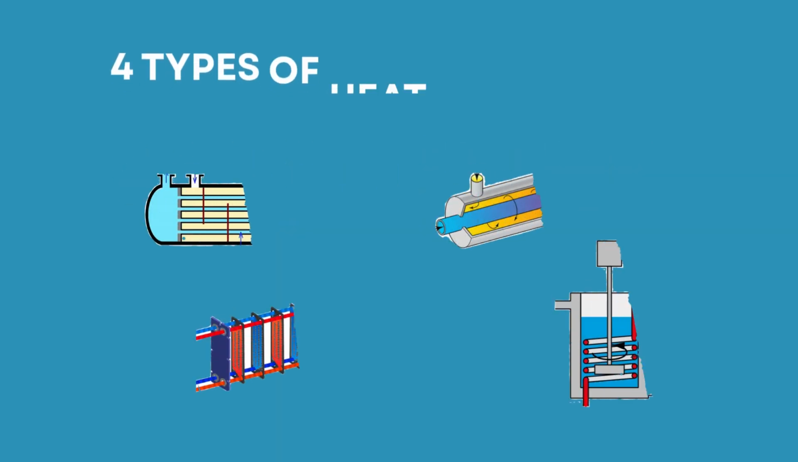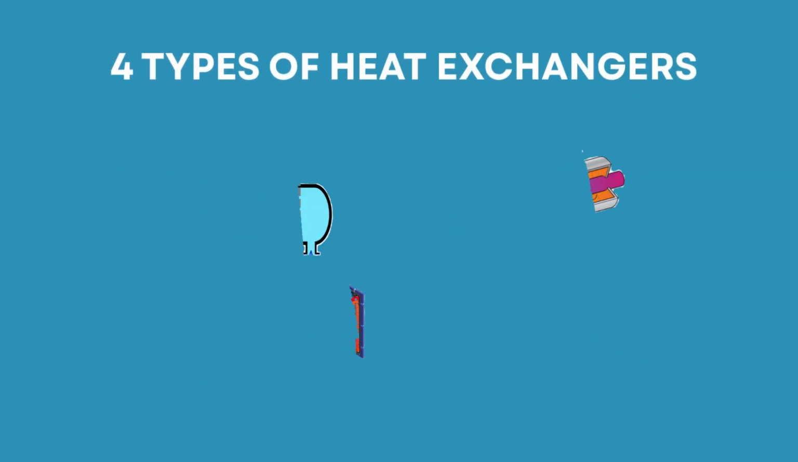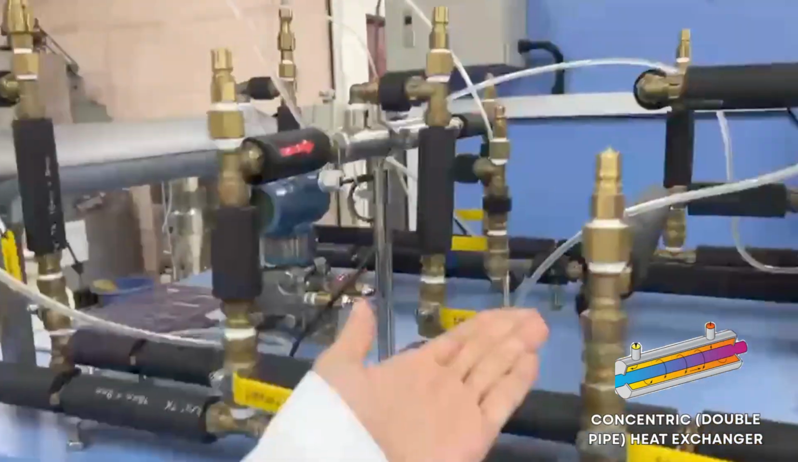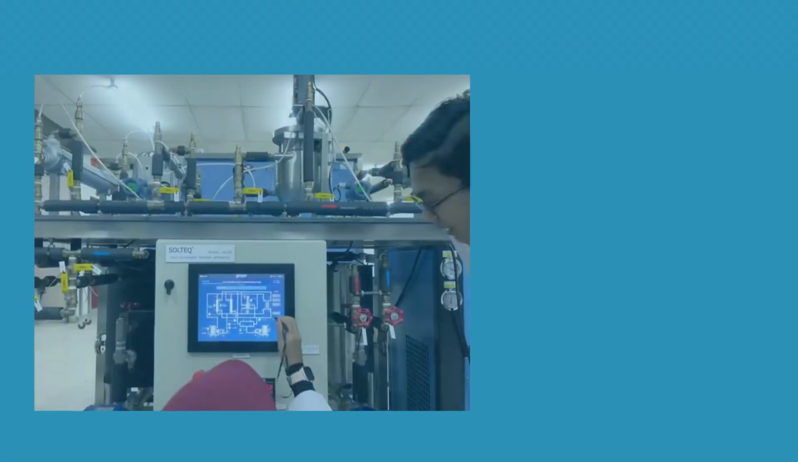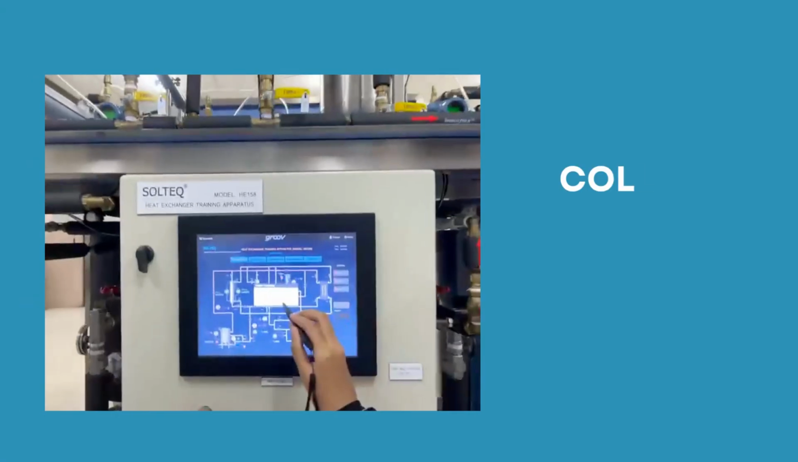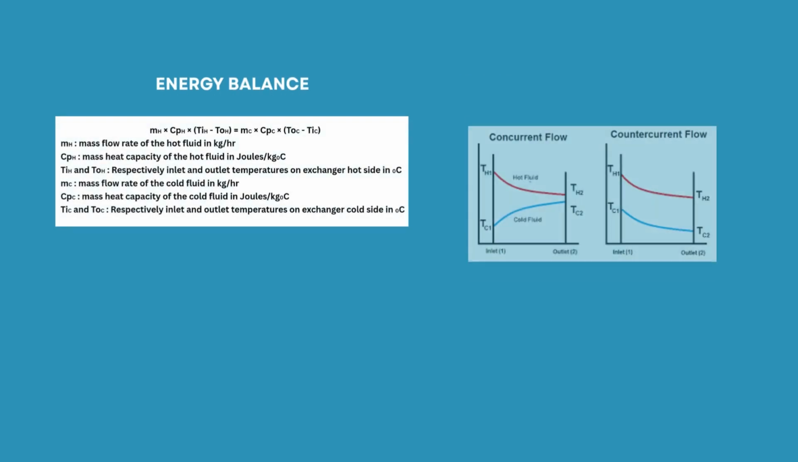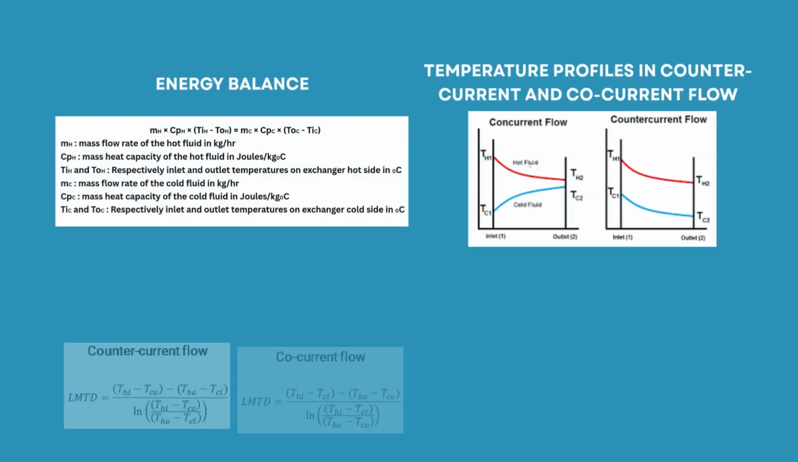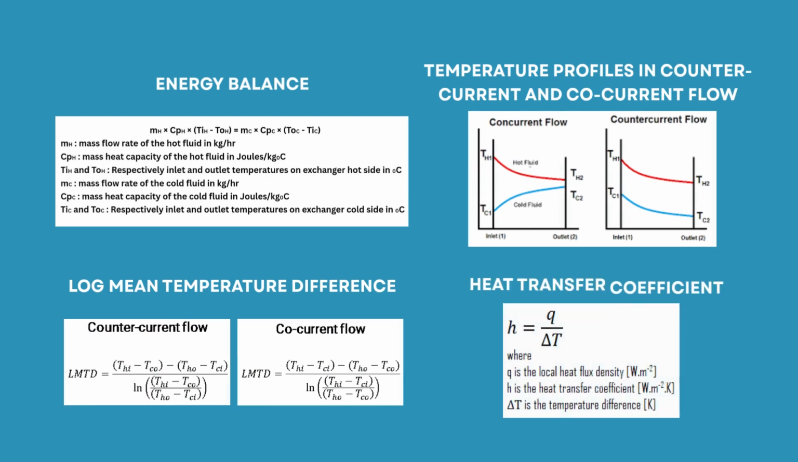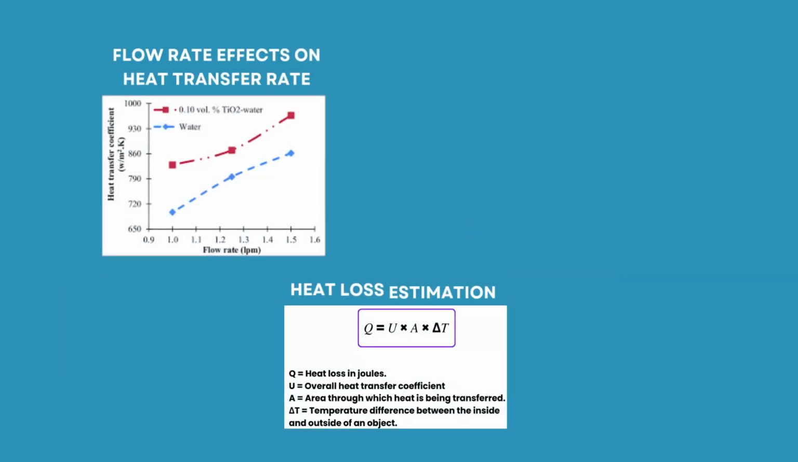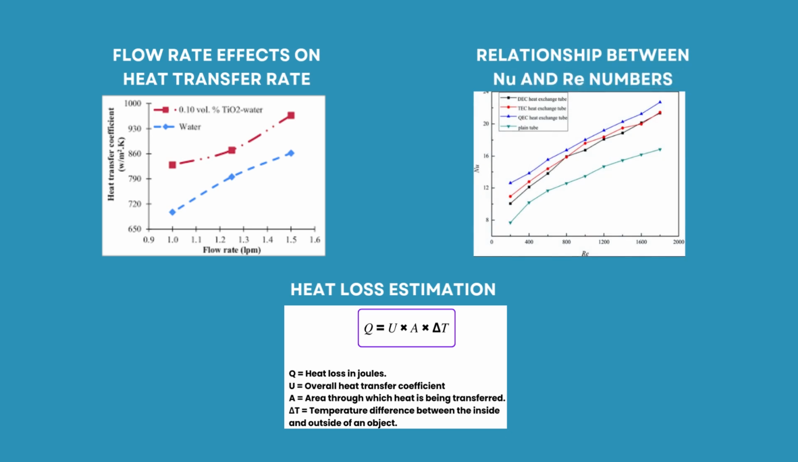This model provides 4 types of heat exchangers for students to study, which are shell and tube heat exchanger, concentric heat exchanger, jacketed vessel with coil and stirrer, and plate heat exchanger. Through this heat exchanger training machine, students can attain the experimental data needed to determine energy balance, temperature profiles in countercurrent and co-current flow, block mean temperature difference, heat transfer coefficient, flow rate effects on heat transfer rate, heat loss estimation, and relationship between Nusselt and Reynolds numbers.